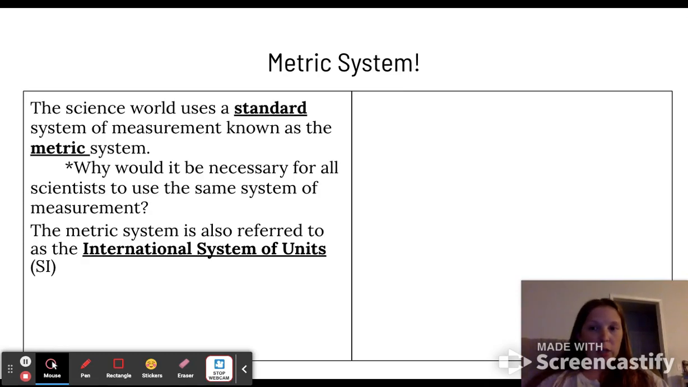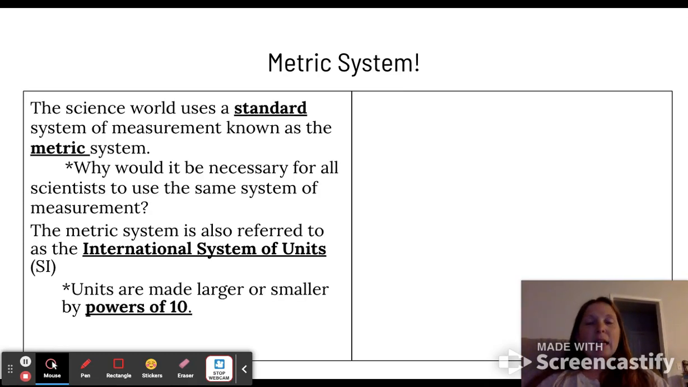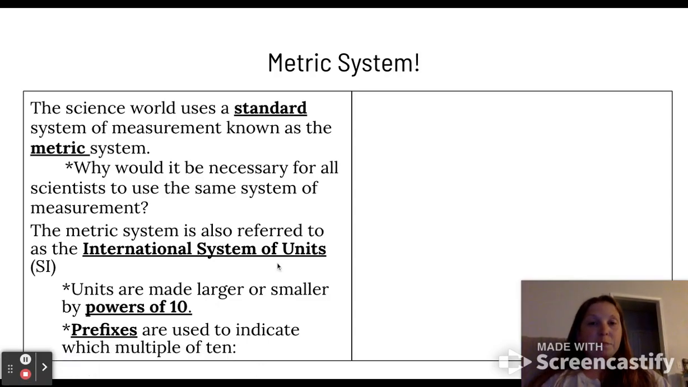So the metric system has been revised to what's called the International System of Units, or SI, which is what we currently use. It's very similar to the metric system, other than certain things that were metric units not being considered SI units. We're measuring on a base of 10, like 10, 100, 1,000, and so on and so forth.